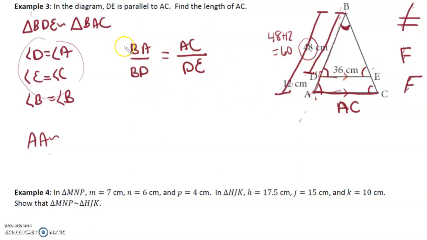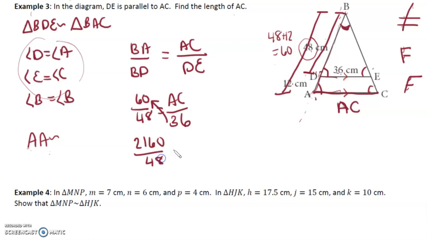So for BA, we have 60 over 48 equals AC over the 36. We're just subbing in these values, and then let's cross multiply. So we have 60 times 36, which is 2160, divided by 48. We get AC equals 45, and this is measured in centimeters.